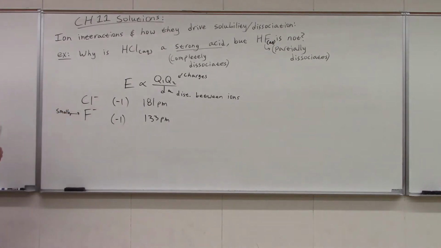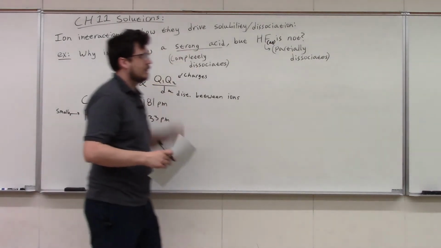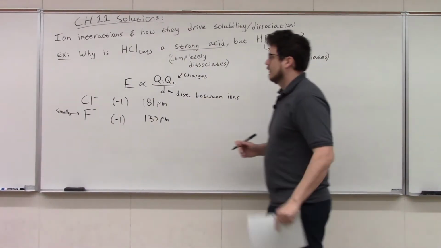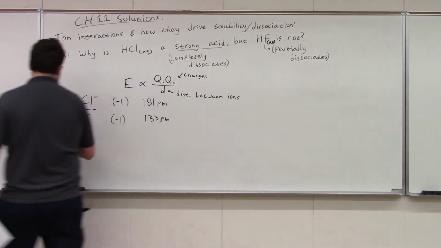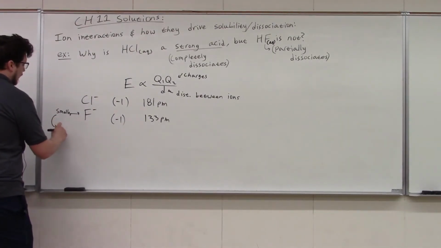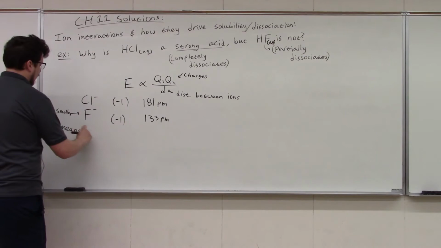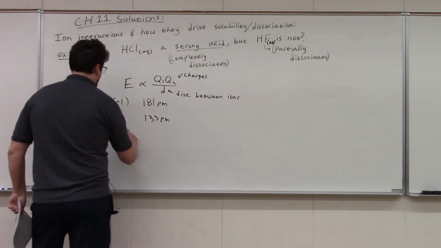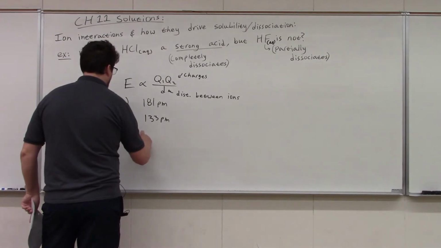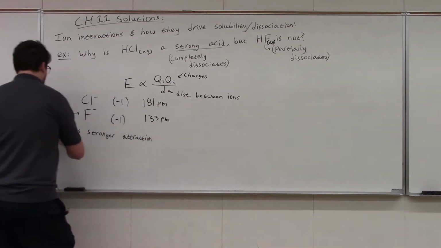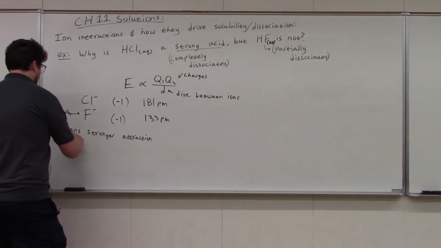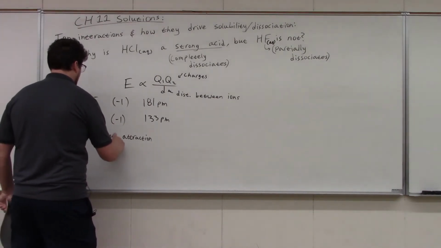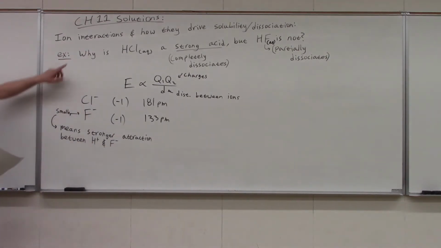So this is smaller. That's the key difference. That is what drives this whole difference in behavior. It's a smaller ion. So what does that mean? Well, this means there's a stronger attraction between H plus and F minus, and stronger than H plus and Cl minus.